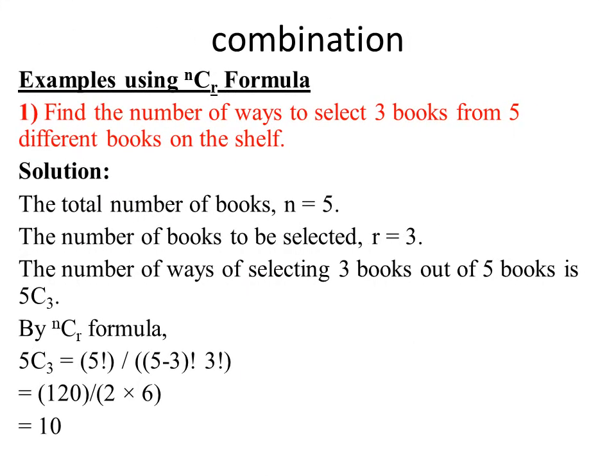Examples using nCr formula. Find the number of ways to select 3 books from 5 different books on the shelf. The total number of books n is equal to 5. The number of books to be selected r is equal to 3. The number of ways of selecting 3 books out of 5 books is 5C3. By nCr formula we have 5C3 is equal to 5 factorial over 5 minus 3 factorial into 3 factorial, that is equal to 120 by 2 into 6, that is equal to 10.